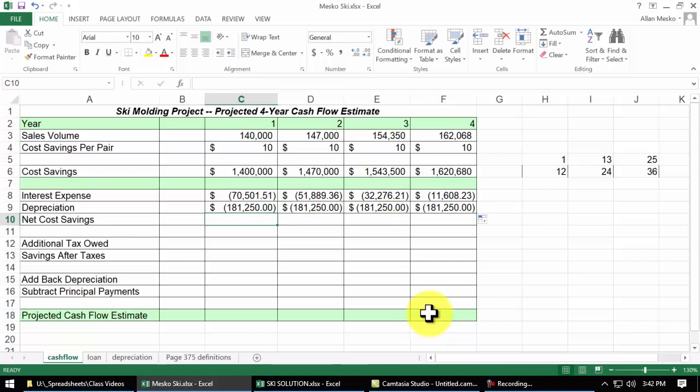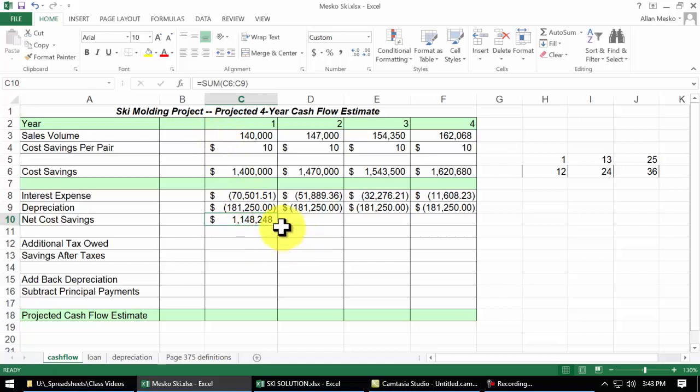Number 9 says calculate the net cost savings. Net cost savings per year. Well, we're saving this much per unit that we produce, but it's costing us this much in interest and this much in depreciation to do that. So if we sum those three numbers, here's how much we're saving, but then we have to deduct those two things, then we're only saving 1.1 million instead of 1.4 the first year.